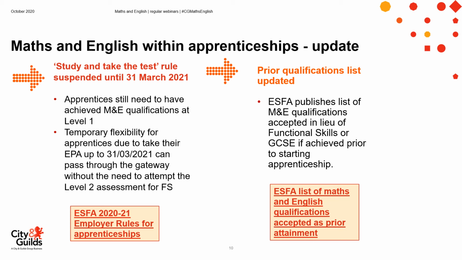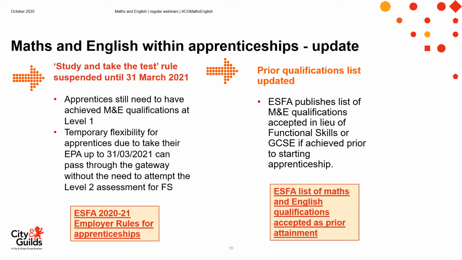That requirement is currently suspended, and the ESFA has recently clarified that that suspension will remain in place until at least March 2021. I imagine there will be some further guidance issued at that point, or an update to the apprenticeship funding rules making that clear. But at the moment, those apprentices need only achieve the qualification at level 1, and there's no requirement for them to attempt level 2 as long as they've got those level 1 qualifications.